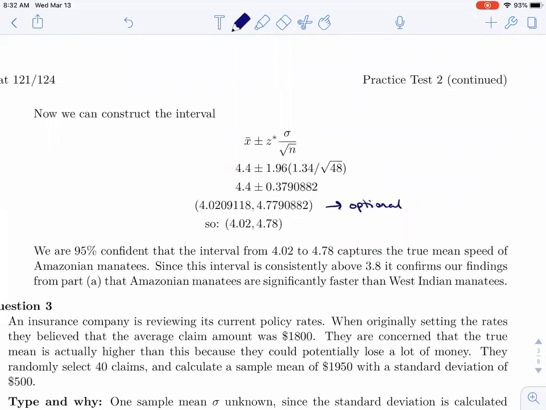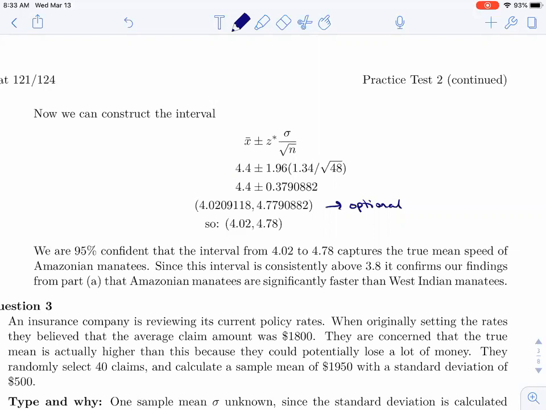We are 95% confident that the interval from 4.02 to 4.78 captures the true mean speed of Amazonian manatees. One side note: if you've written these in reverse order, I have to take a mark or half mark off, because it only makes sense from lower to upper. So just check in with yourself and make sure you go from the lower to the upper.